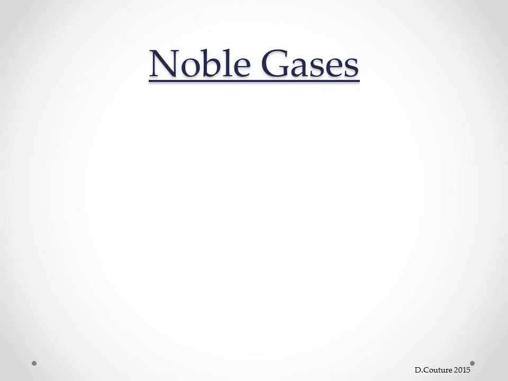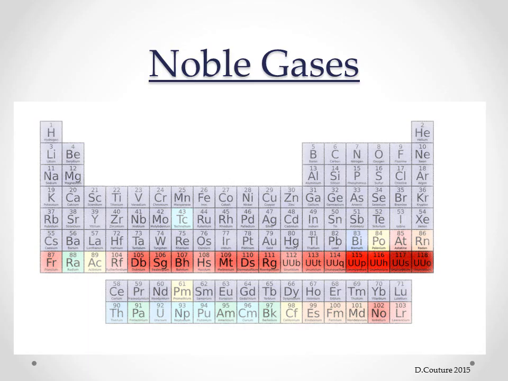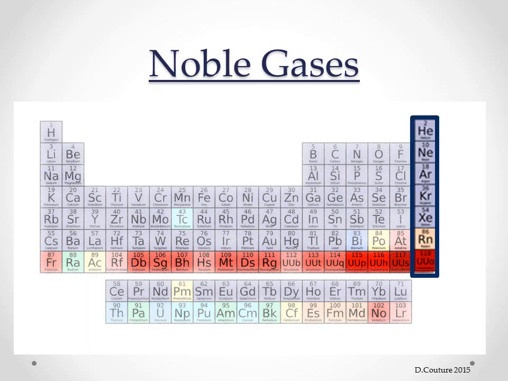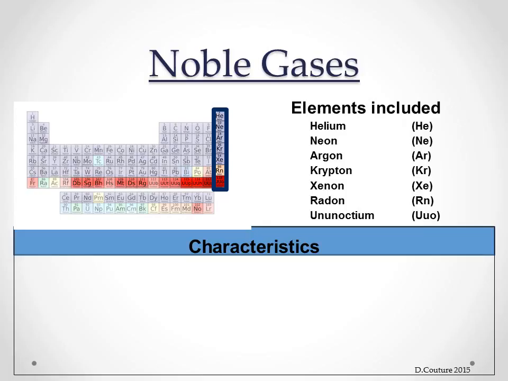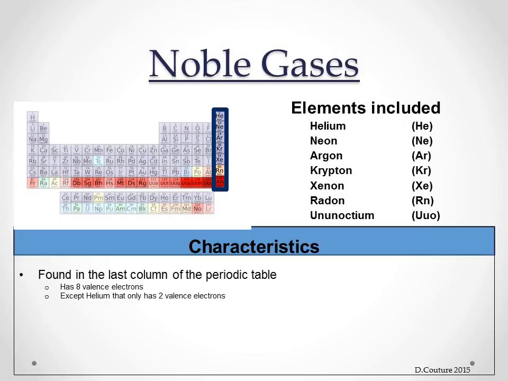Noble gases, the final family that we're going to be looking at, also known as inert gases, are located in the last column of the periodic table. These will include all of the following elements here: helium, neon, argon, krypton, xenon, radon, and oganesson. And their characteristics, basically they're found in the last column of the periodic table. They have 8 valence electrons with the exception of helium. Because helium only has 2 electrons, it will only have 2 valence electrons.